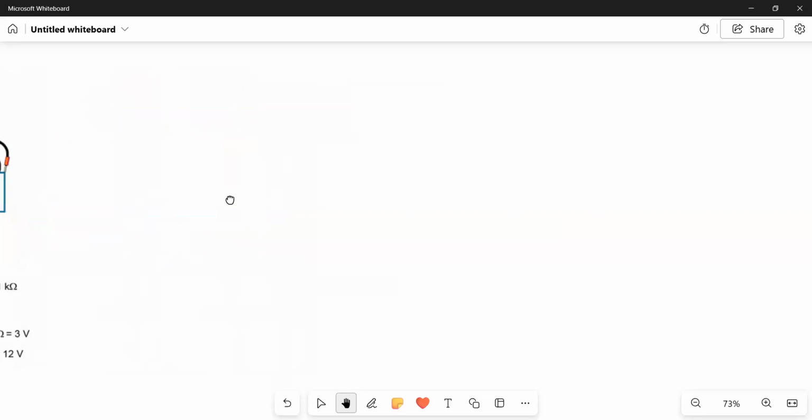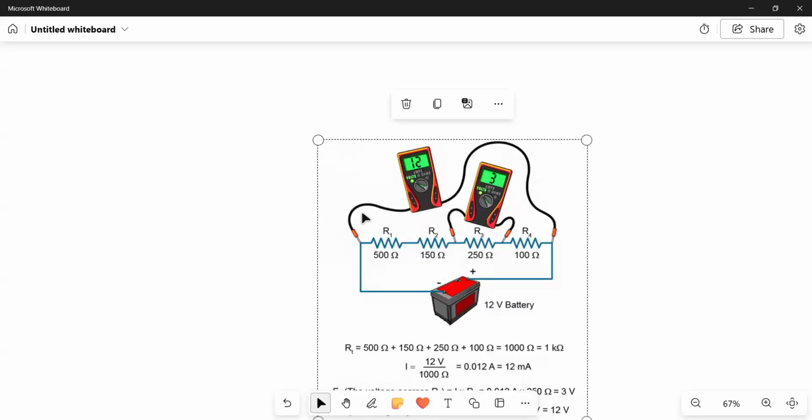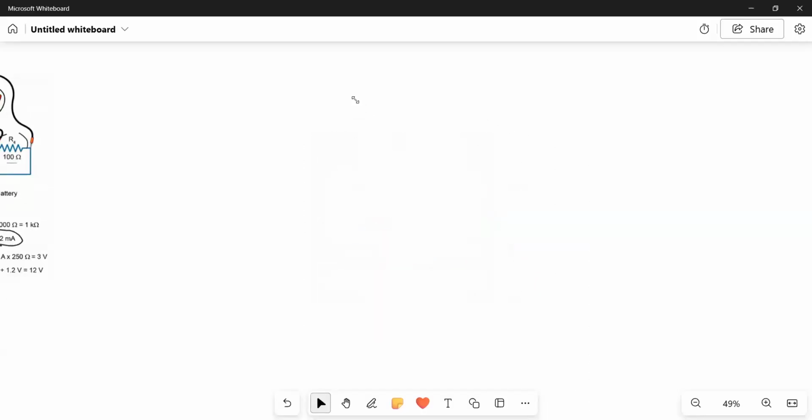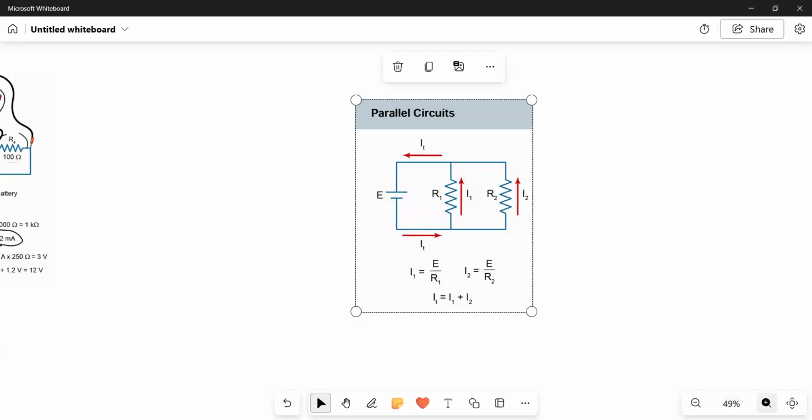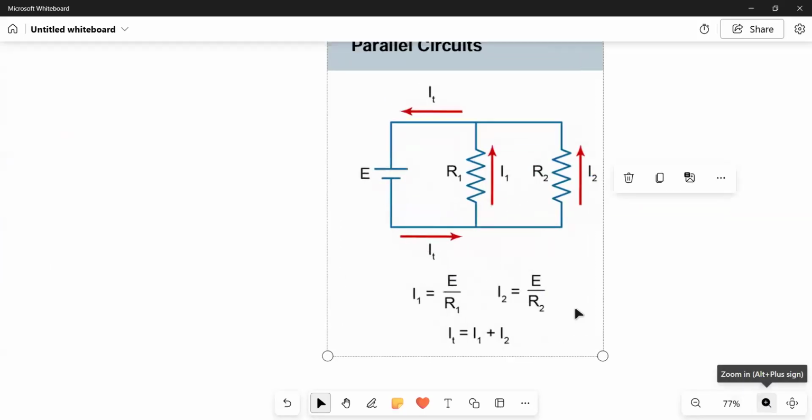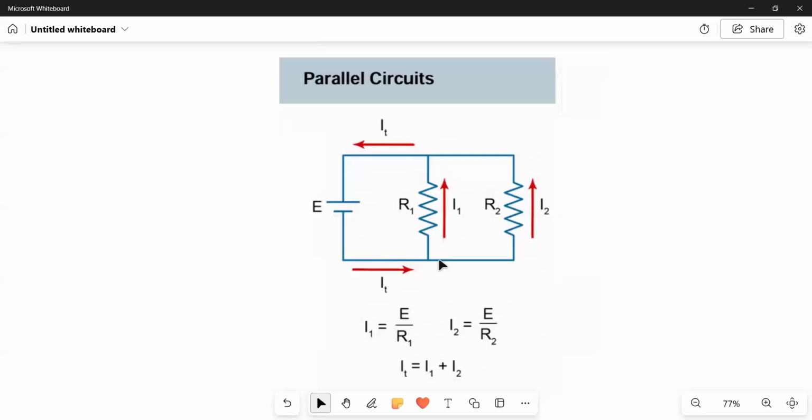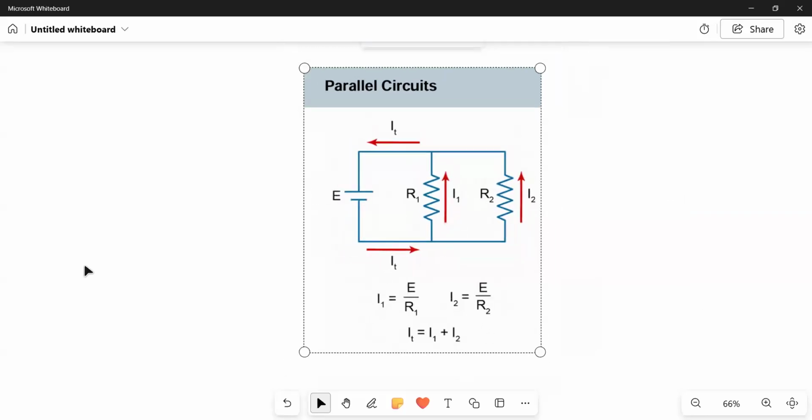Good. Let's go to parallel DC circuits now. Parallel DC circuits. So in a parallel DC circuit, things are a little different, right?